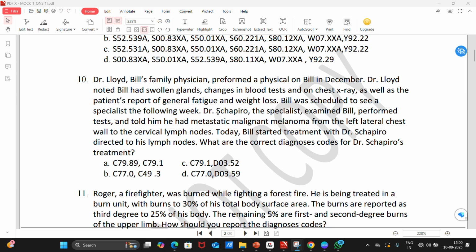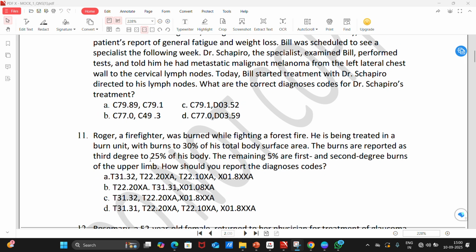The following week, Dr. Scapiro, the specialist, examined Bill, performed tests, and told him he had metastatic malignant melanoma from the left lateral chest wall to the cervical lymph nodes. Today, Bill started treatment with Dr. Scapiro, directed to his lymph nodes. What is the correct diagnosis code for Dr. Scapiro's treatment? Here are the options. Okay, we check all the options.